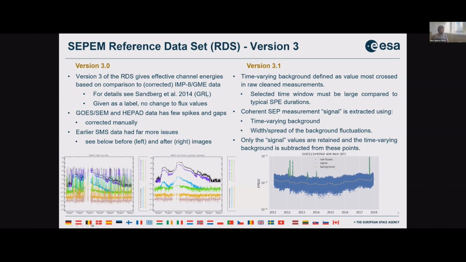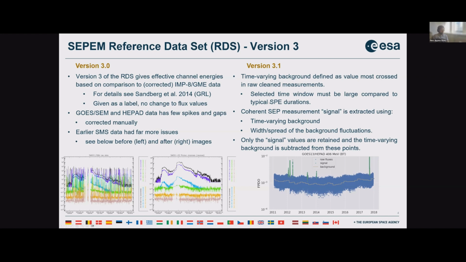You're probably familiar with the work from Ingmar in Geophysical Research Letters from 2014. Effectively what it means is we take IMPATE GME data and we see which of the interpolated GME channels most closely represents each GOES channel, and we assign the GOES channel that energy.